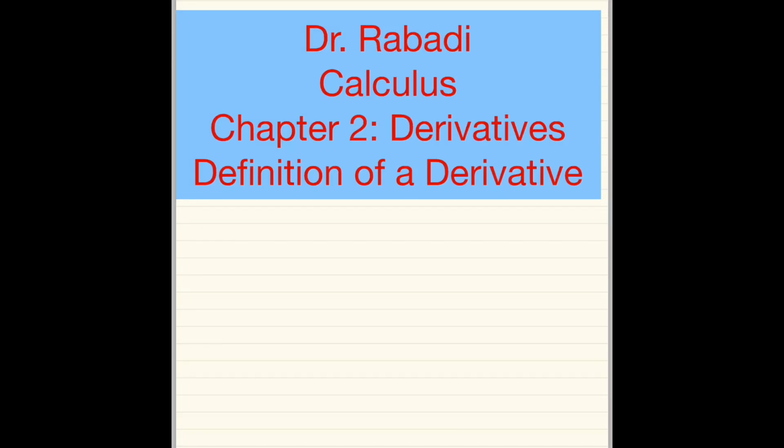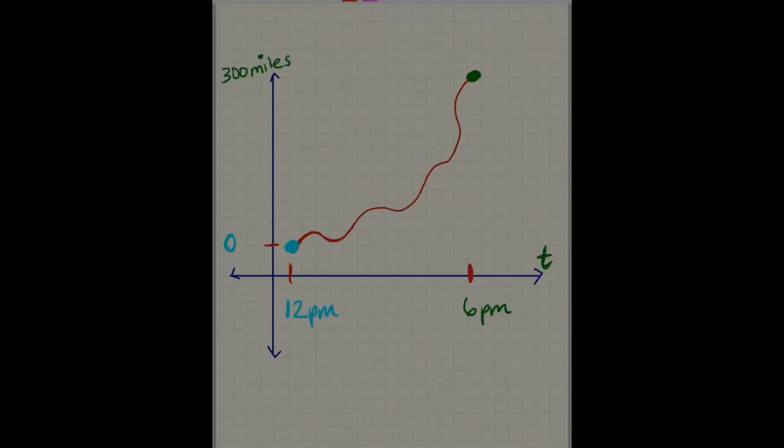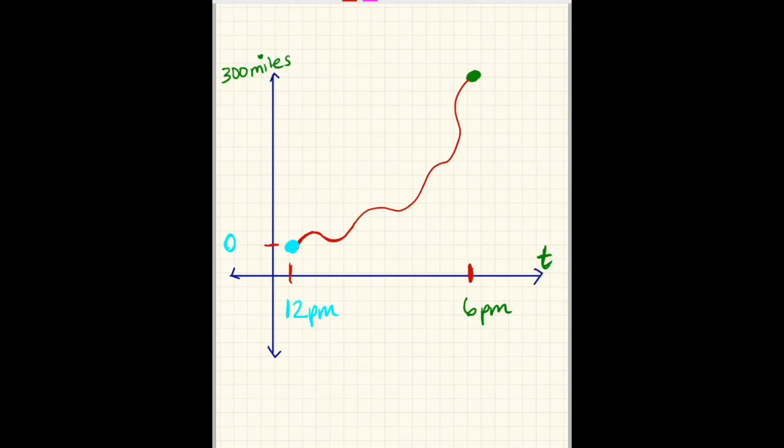Hey guys, in this video we will be discussing something called the derivative or the rate of change. We will look at the average rate of change and then the instantaneous rate of change. So this video is the beginning of an important concept in calculus. I want to begin with an example.